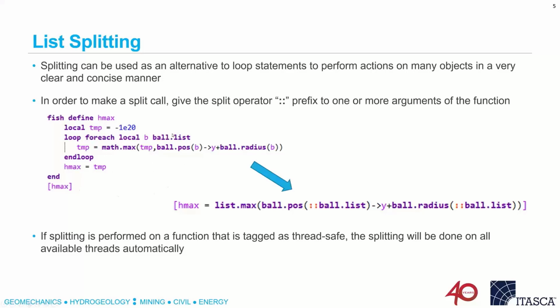This entire process can be narrowed down into just one statement. This is a code snippet where we do the same thing. We take the ball position, but this function operates over the entire list of balls that is split. We can also add the radii of the balls and take the maximum of the values returned to get the maximum height. If the function is also multithread safe, it will actually be operated on all the threads available in the computer, so it will be much faster than the loop formulation.